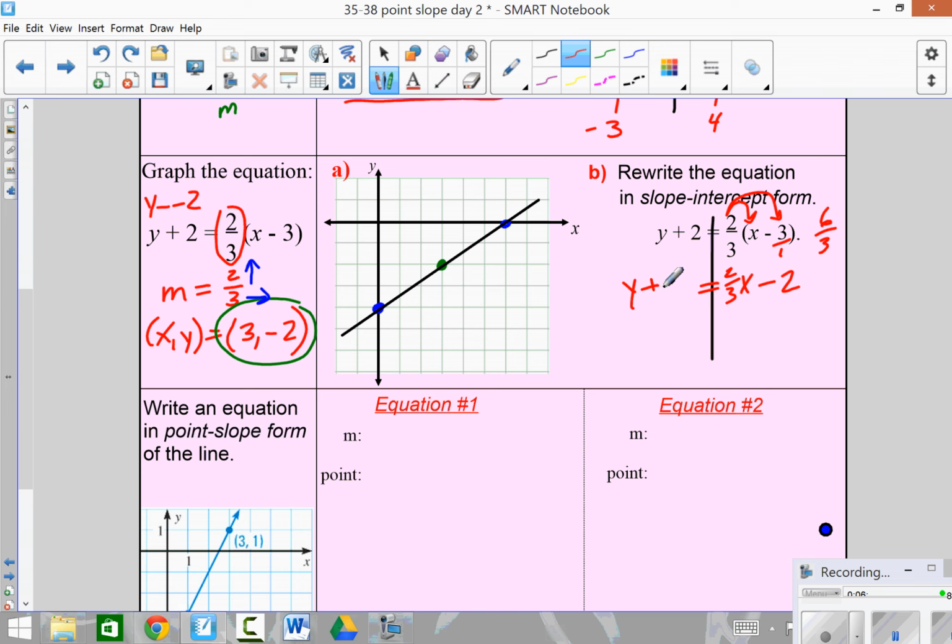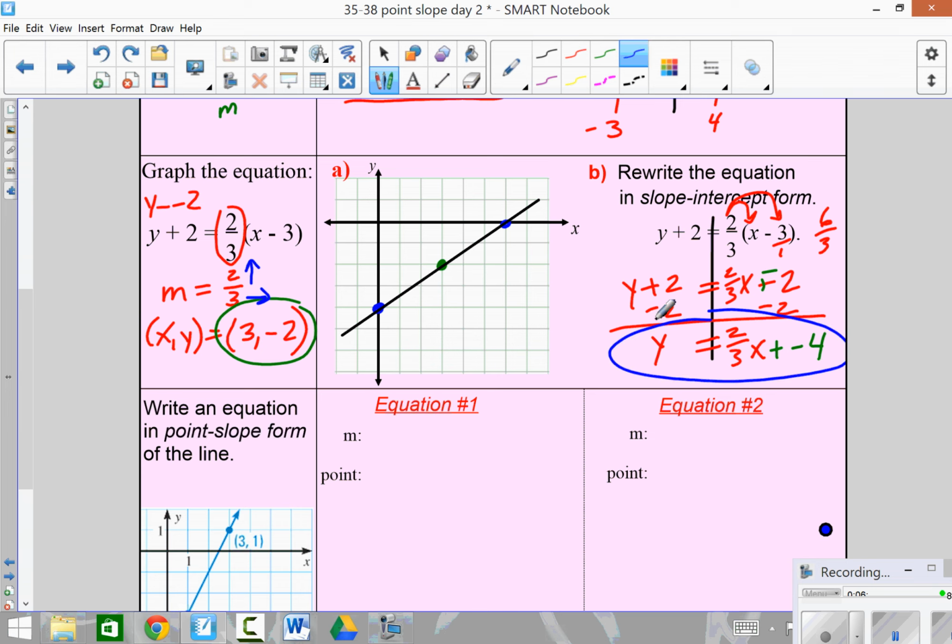And then we have a y plus 2 here. Subtract 2 from both sides. We're going to get y equals 2/3 x. I'm going to stop, chop, chop this. Negative 2 minus 2 is a plus negative 4.